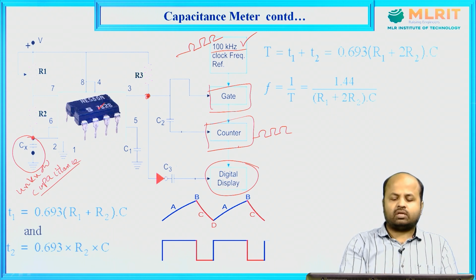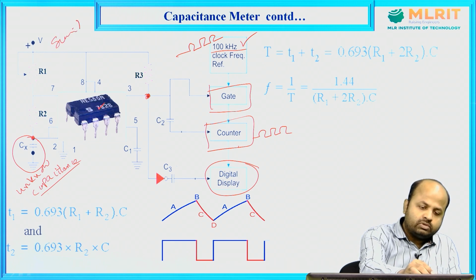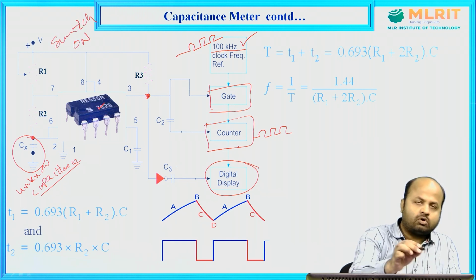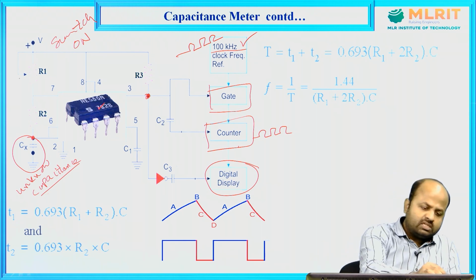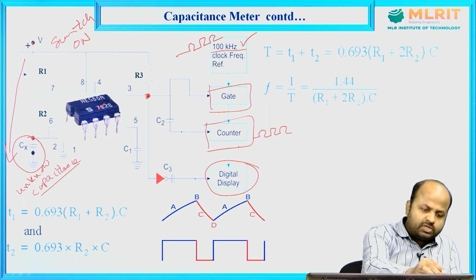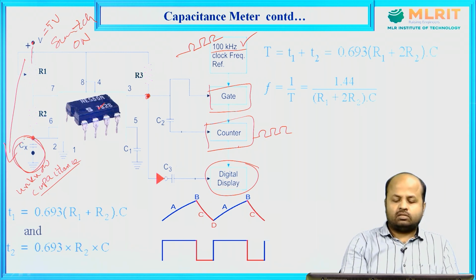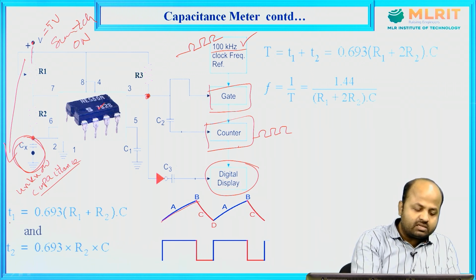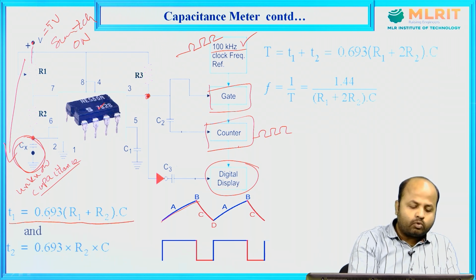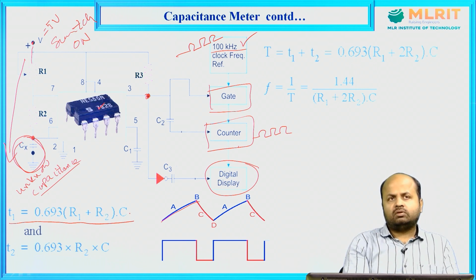Now how is it working? First as you switch on the power supply, this capacitor will get charged through VCC. Suppose I have given 5 volt. So through this power supply, this capacitor will get charged. This charging time is shown by line AB, and the charging time is given by the formula 0.693 (R1 + R2) C.